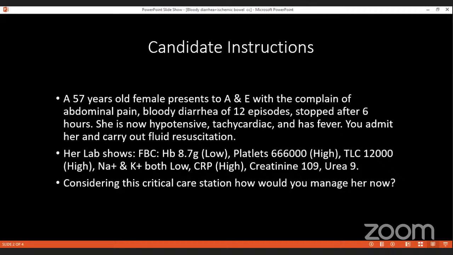Good. Can you tell me why the platelet count is so high in this patient? Yes, the platelet count is high due to dehydration and secondary to acute inflammation, as an acute phase reactant leads to increased platelet count. Hemoglobin is also low. What kind of anemia do you expect to see in this patient? Microcytic hypochromic anemia. All right.